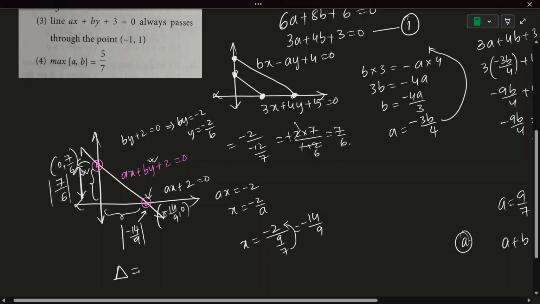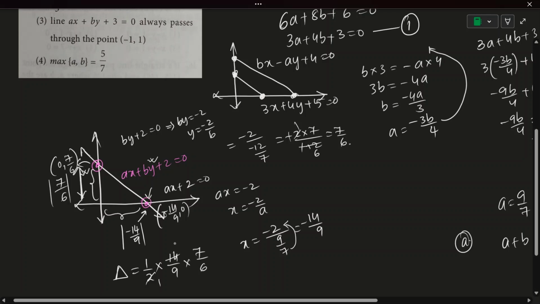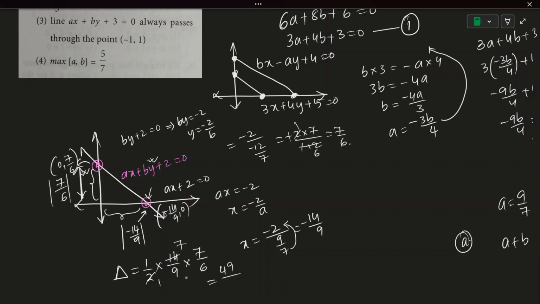Next, what is area of the triangle? See, we got a triangle, right, with the help of coordinate axis and the line. So the area of the triangle will be half into base into height. This is the base, this is the height. So the base is 14 by 9 and height is 7 by 6. Okay, so multiply 14 by 9 into 7 by 6. 2 1 times, 2 7 times. So the answer will be 49 divided by 9 into 6, 54.